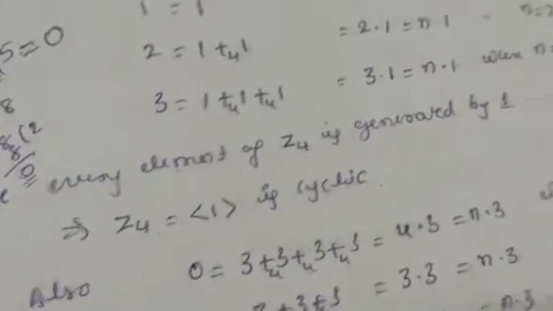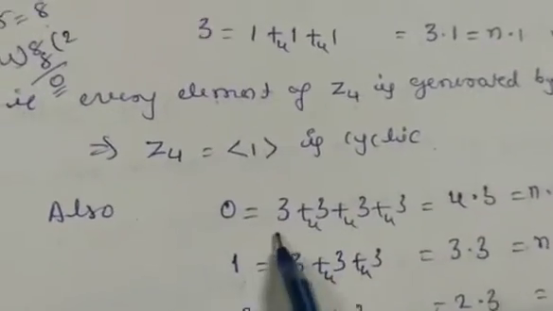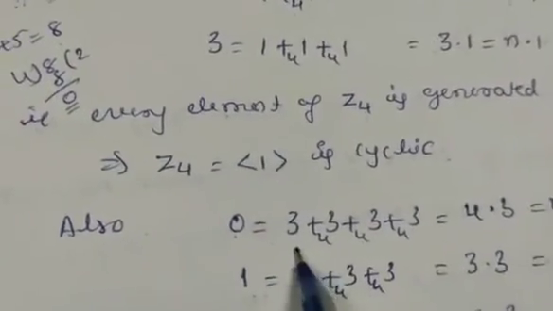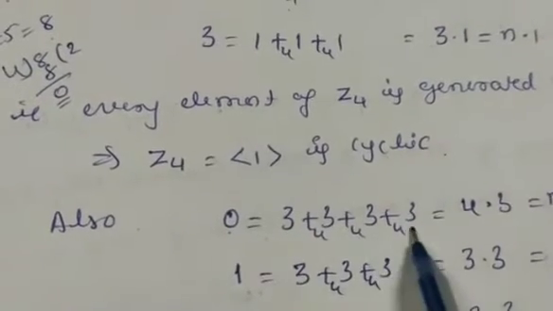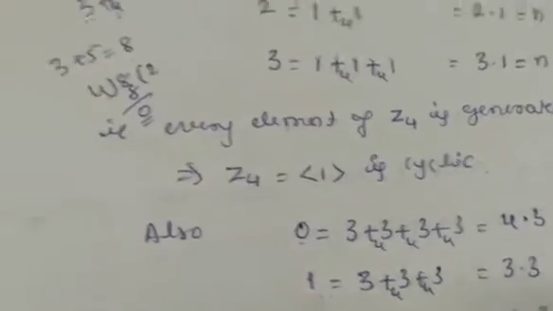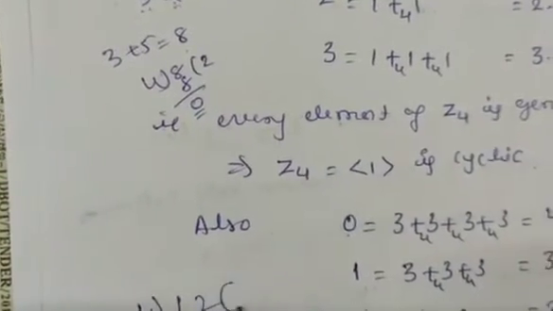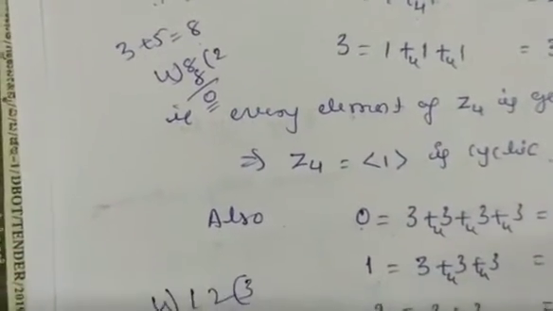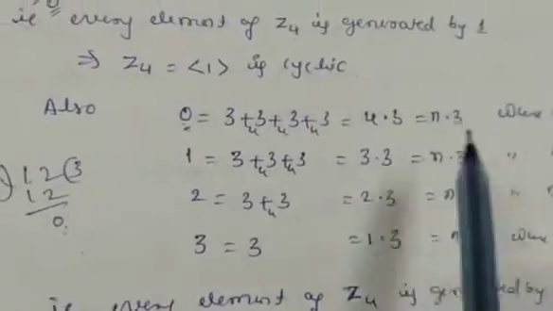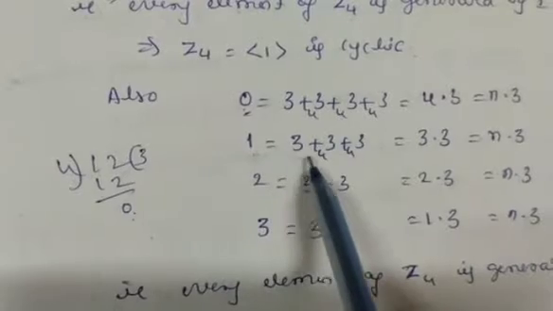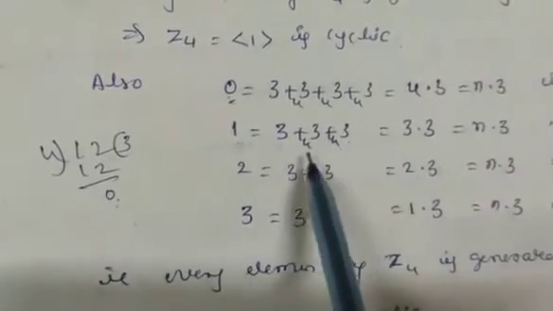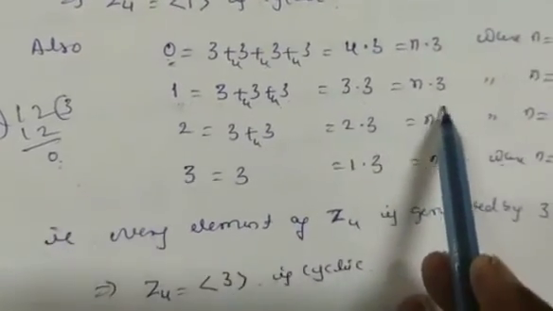What you have to do is check it for the next element, 3. So 0, the element of Z4, is equal to 3 plus 3 plus 3 plus 3. If you add 3 four times, you will get 12. 12 divided by 4 gives the remainder 0, since 4 threes are 12. So you get 0. It is 4 times 3, that is n is equal to 4. The next element is 1. So 1 is nothing but 3 plus 3 plus 3, which is 9. 9 divided by 4 gives the remainder 1. Therefore this is 3 times 3, that is n is equal to 3.